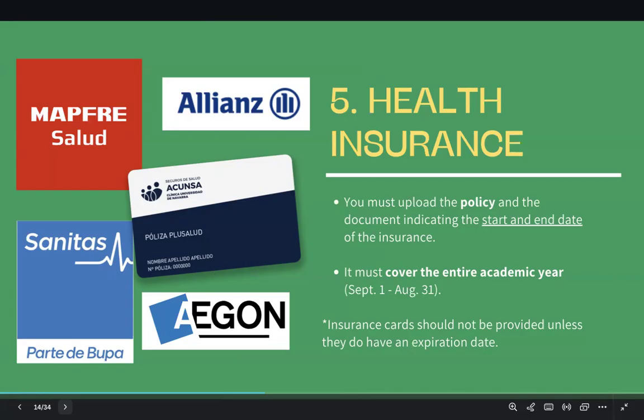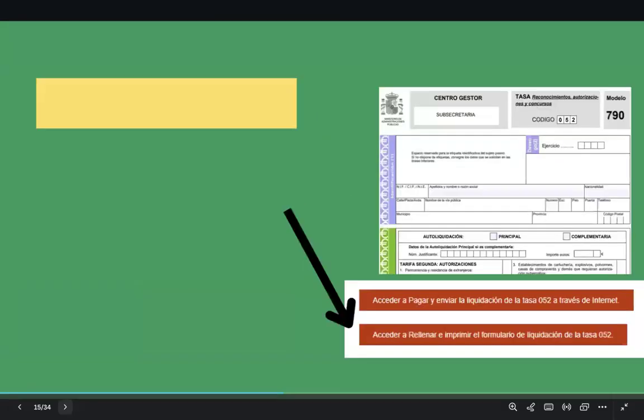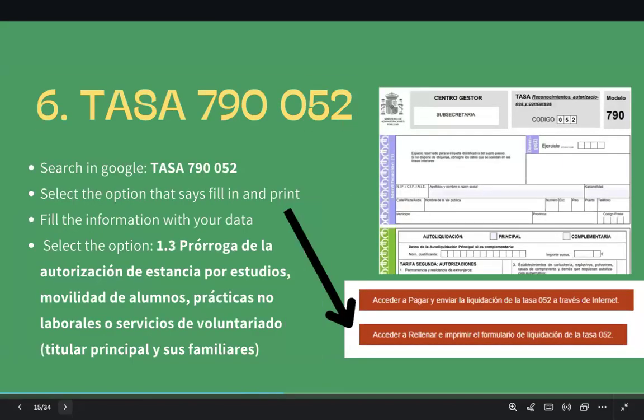So these are sample health insurances that you can use. And one of the other documents that we need is the payment with the code 790052.